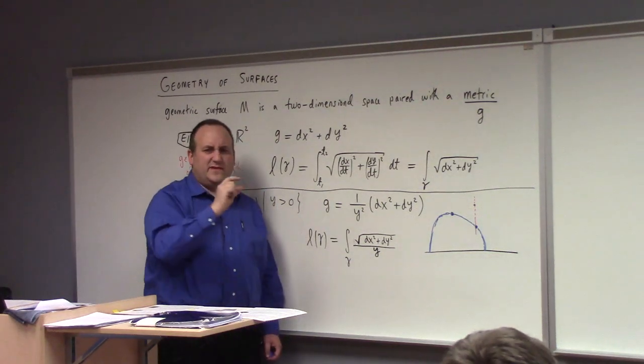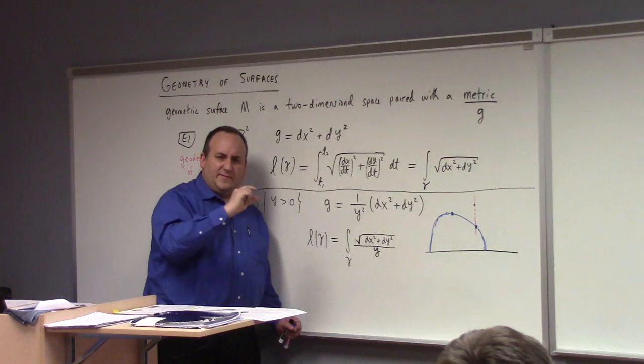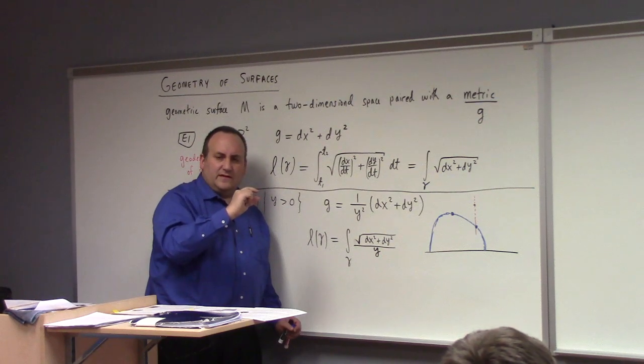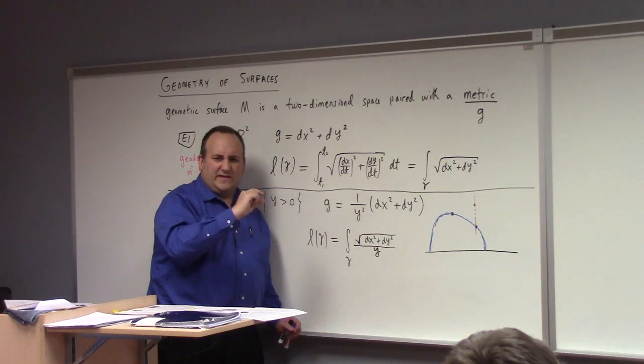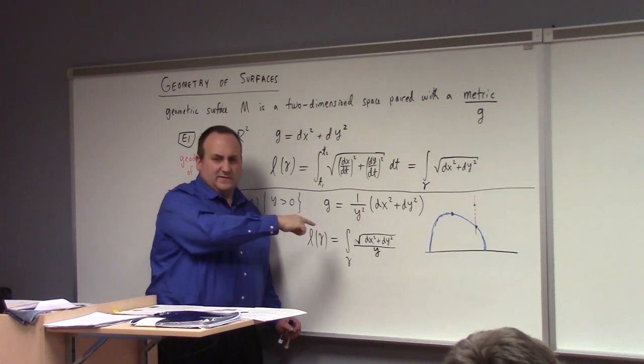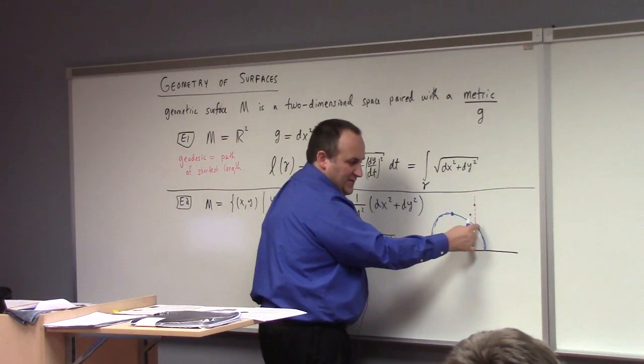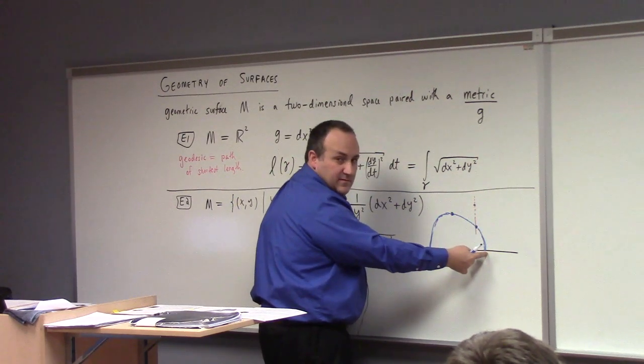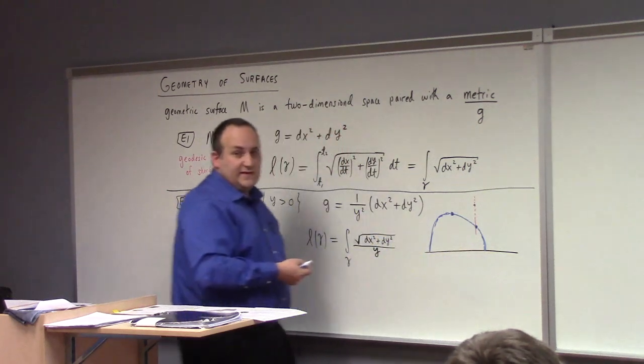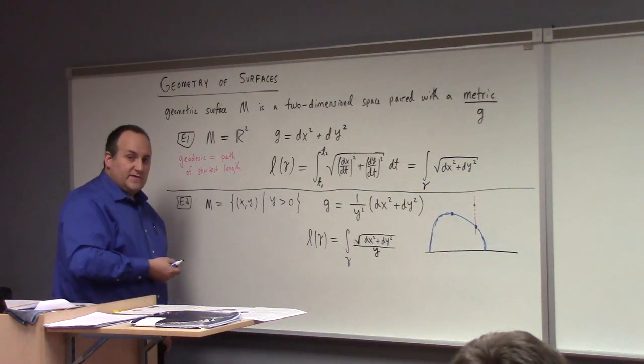What this is saying is you're using a little ruler to measure distance, but the closer you get to the x-axis, the more stretched out it gets. You see, as y goes to 0, that goes to infinity. So to get to the x-axis from this point, there's infinite distance from here to here. You can never actually reach the x-axis. That's how that works.